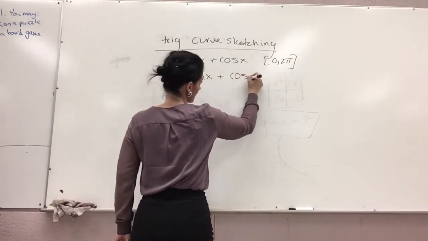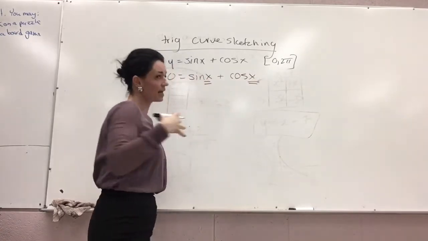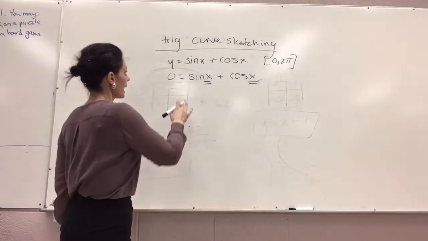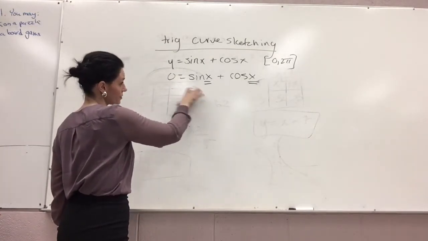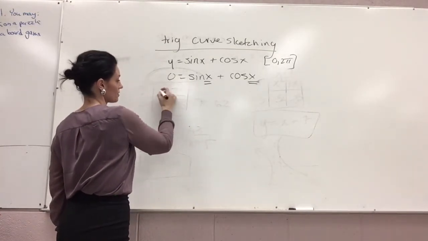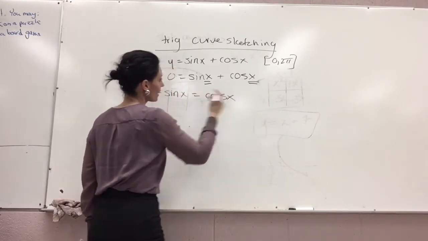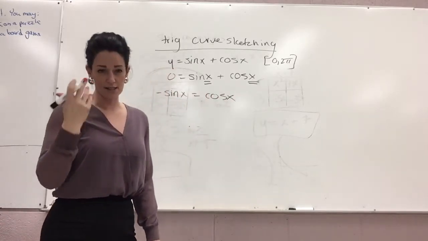First thing I'm going to check is that the angles are the same, because I can't combine these in any way unless the angles are the same. They're both x, so I'm good to go. Okay, so what I need to do for this one is, I'm actually going to bring it to the other side. So I'm going to say minus sine x equals cos x, because my goal right now is to solve for x. To solve for x, I need to get x by itself.